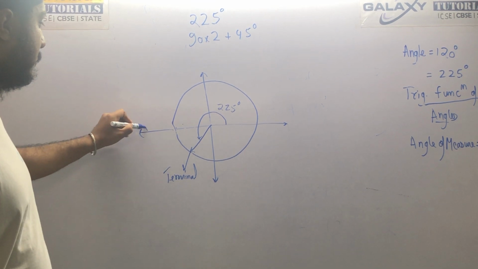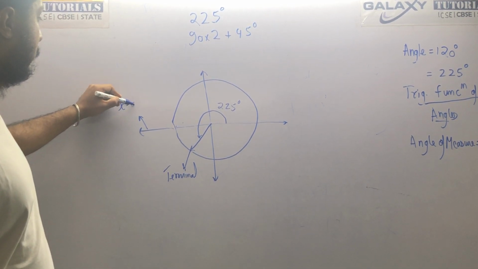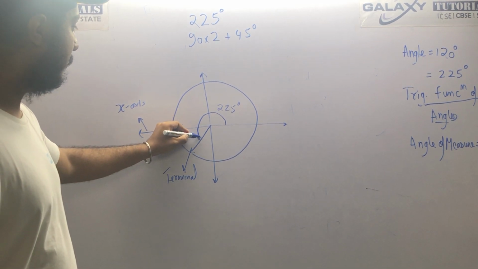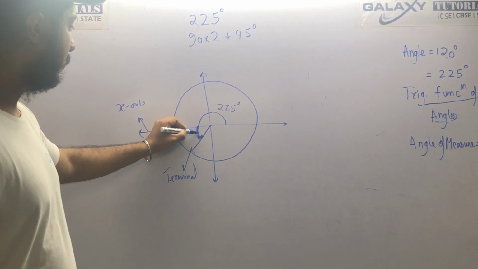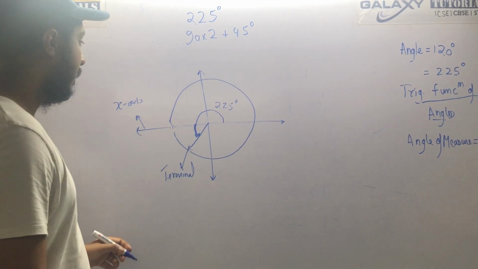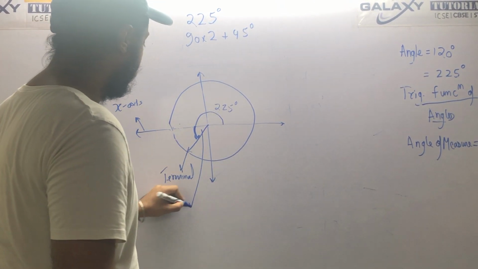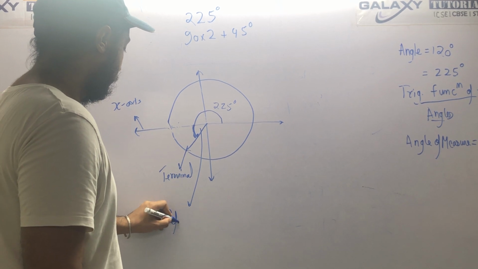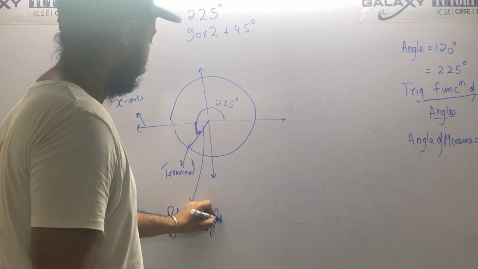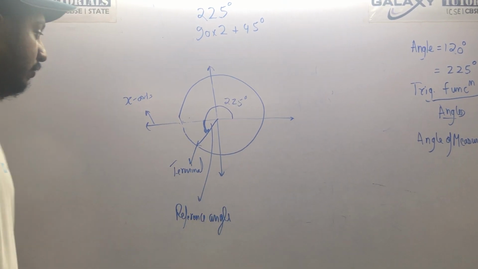This is your x-axis. So what will be the angle? The angle will be this. This will be the reference angle. And what is the value of this reference? This is known as reference. I will write here. I hope that is clear to you all.